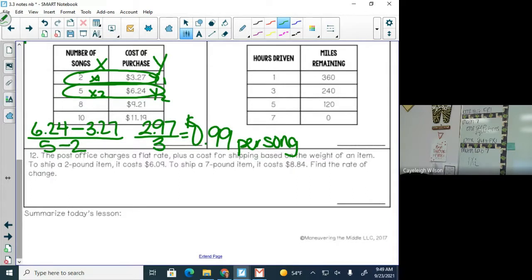A post office charges a flat rate plus a cost for shipping based on the weight of an item. To ship a 2-pound item, it costs $6.09. To ship a 7-pound item, it costs $8.84. Find the rate of change. So this time they did not give it to you in a table. They gave it to you in words. They told you it was 2 pounds and cost $6.09, and it was 7 pounds and cost $8.84. You'd still do it the same way.